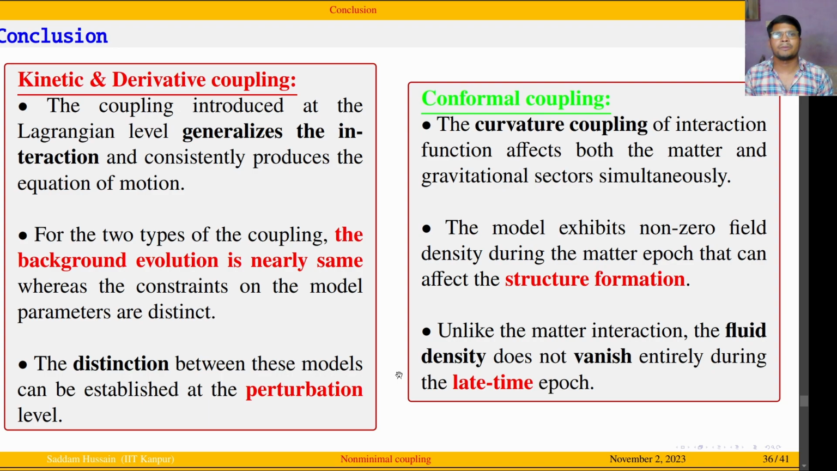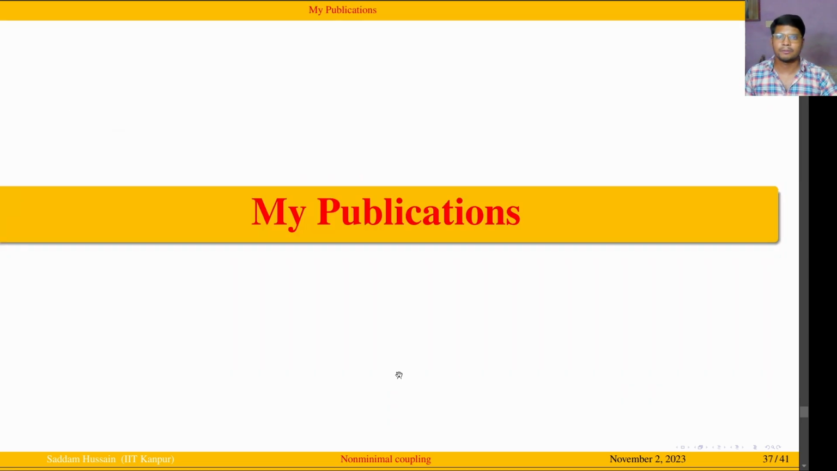And in the conformal coupling, the curvature coupling of interaction functions affects both the matter and gravitation sectors simultaneously. The model exhibits non-zero field density during the matter epoch that can affect the structure formation, and unlike the matter interaction, the fluid density does not vanish entirely during the late time epoch. So we can see very interesting phenomena associated with kinetic and derivative coupling as well as the conformal coupling.